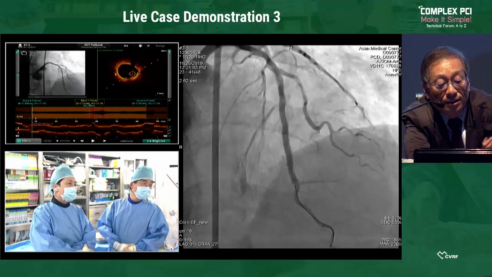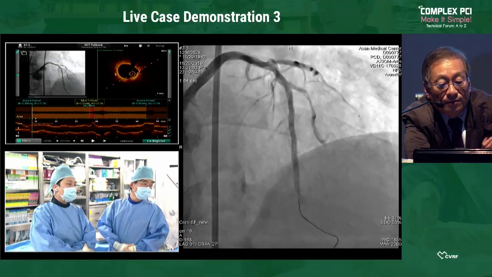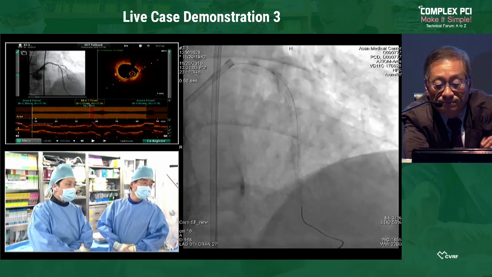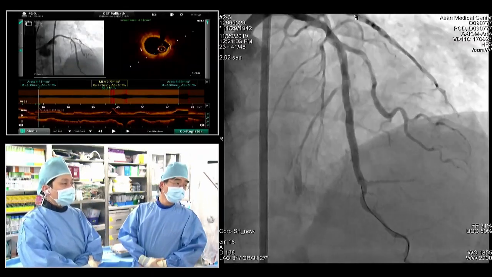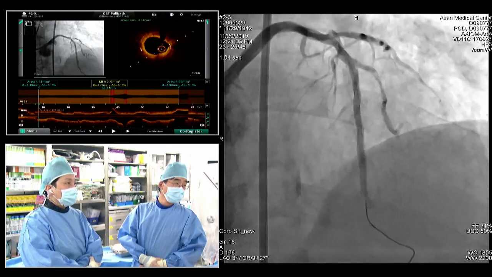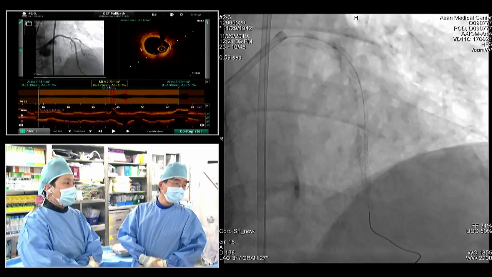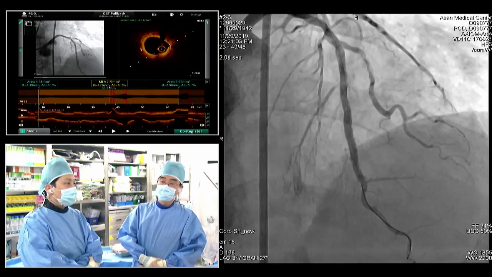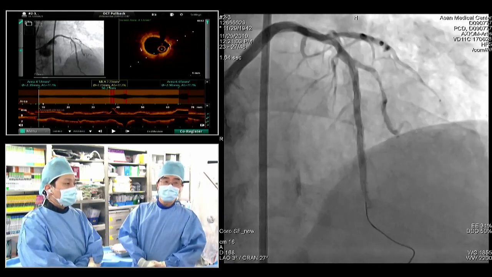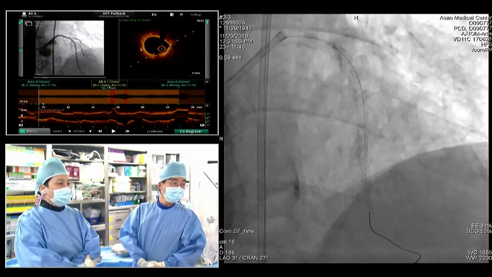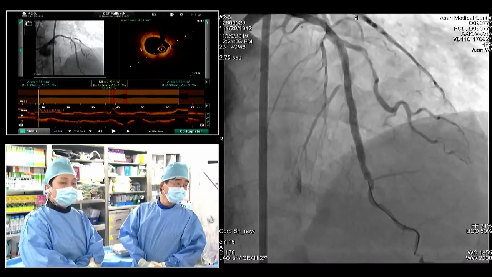DCB. So the proximal part of the stent is DCB. On OCT the finding is well expanded and no major dissection. Yeah, so maybe we can go to DCB rather than a stent. I agree with DCB. I think the proximal part looks pretty good. Yeah, if you try to put a stent, okay.